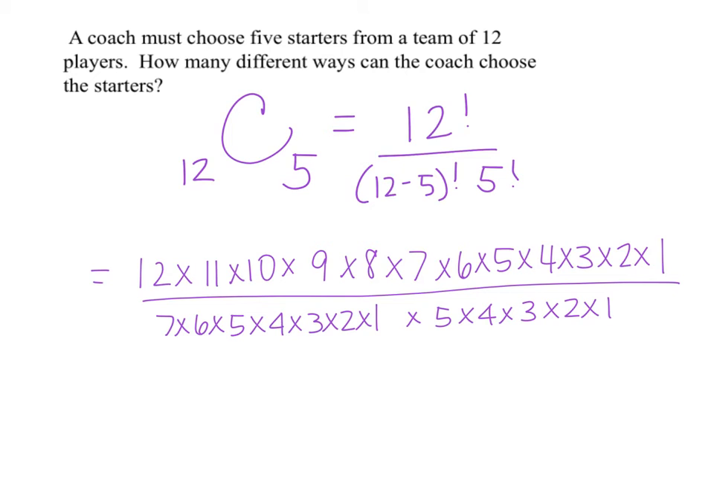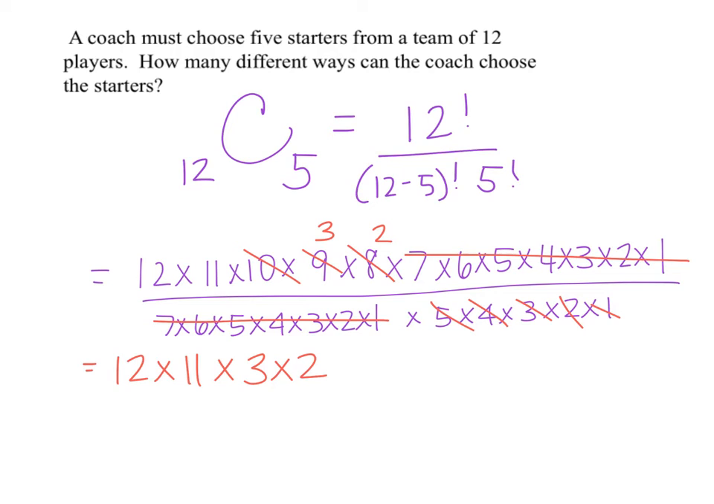All right, so when you get really good at this, you won't have to write all of this out, but what I notice is that this is the same as this. So I'm going to start cross-canceling here. 5 times 2 is the same as 10, and 4 goes into 8 twice, 3 goes into 9 3 times, and the 1 I can just get rid of. So that's really 12 times 11 times 3 times 2, which is 792 possible combinations of 5 players from a 12-player team.